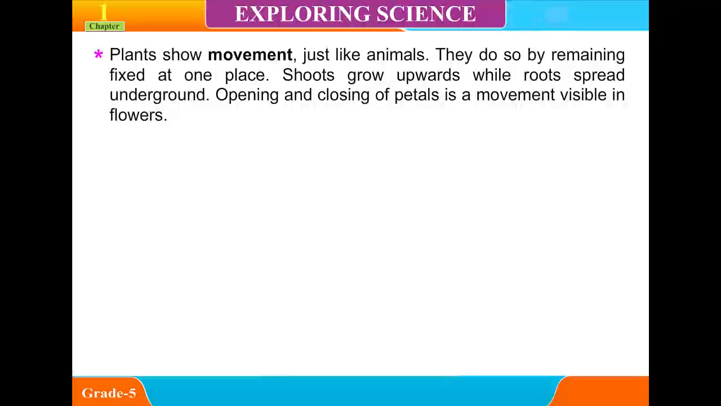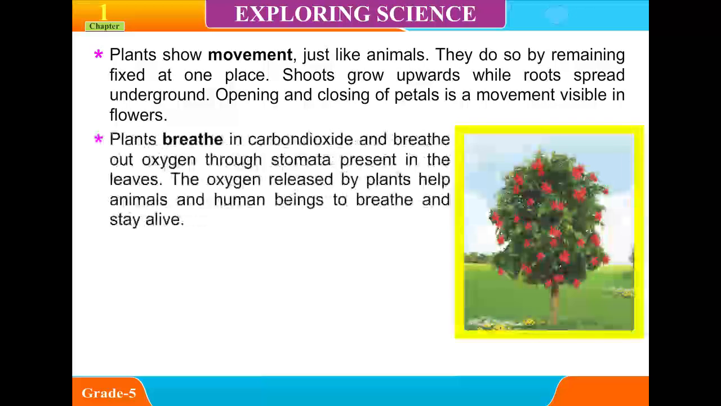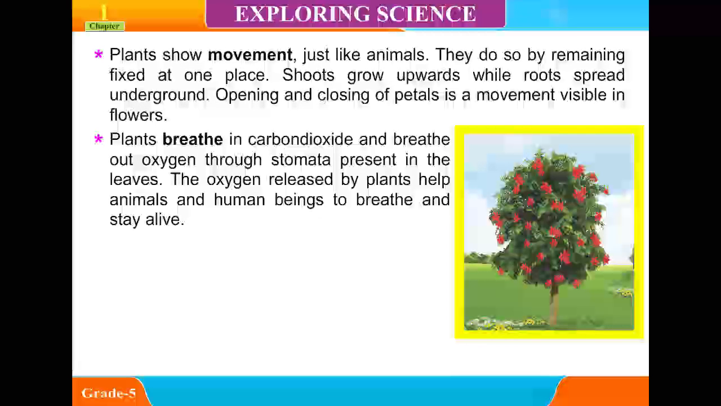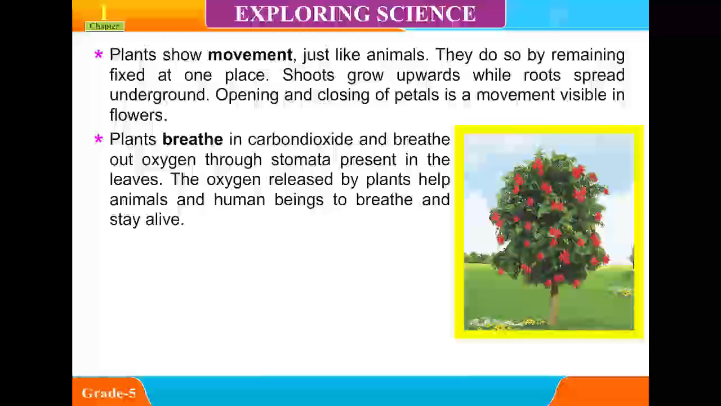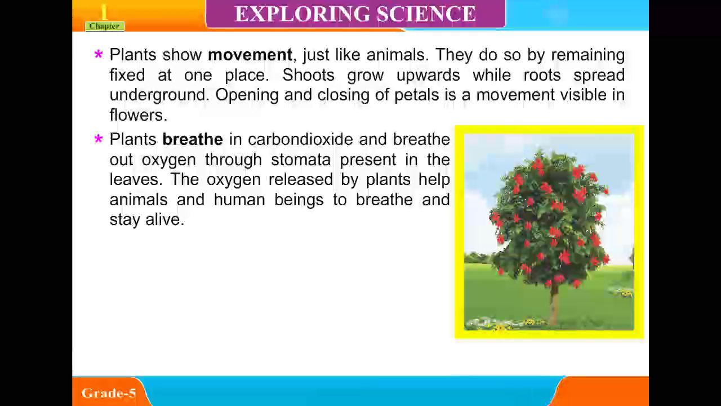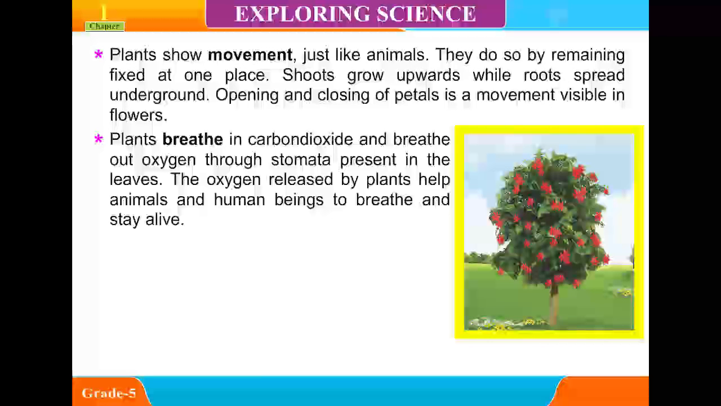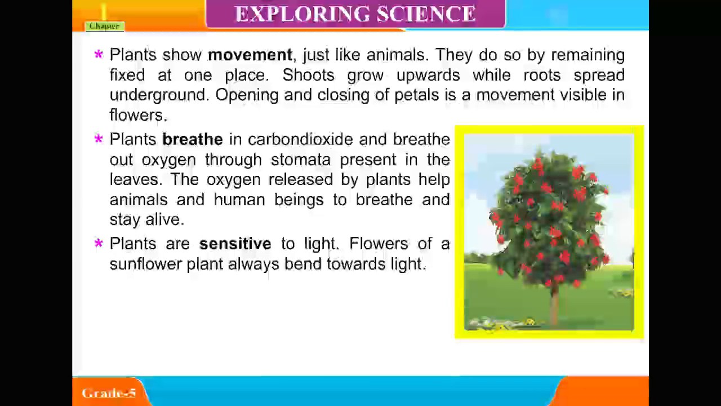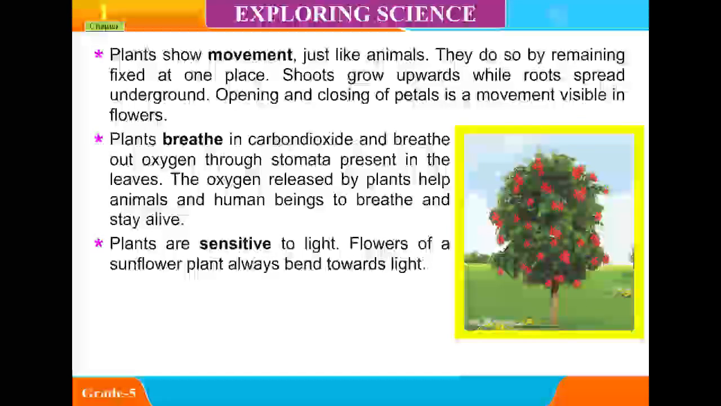Plants show movement just like animals. They do so by remaining fixed at one place. Shoots grow upwards while roots spread underground. Opening and closing of petals is a movement visible in flowers. Plants breathe in carbon dioxide and breathe out oxygen through stomata present in the leaves. The oxygen released by plants helps animals and human beings to breathe and stay alive. Plants are sensitive to light. Flowers of a sunflower plant always bend towards light.